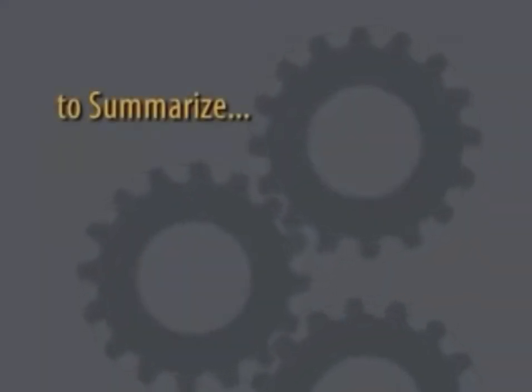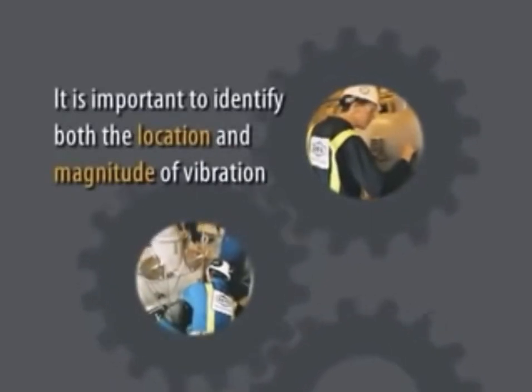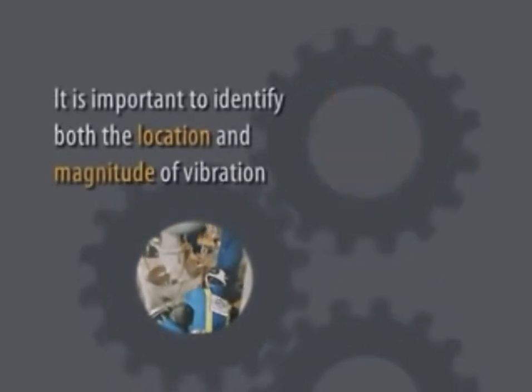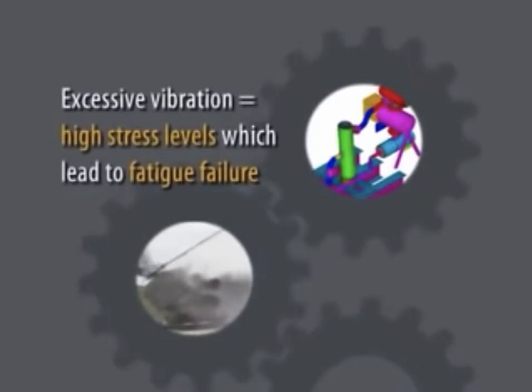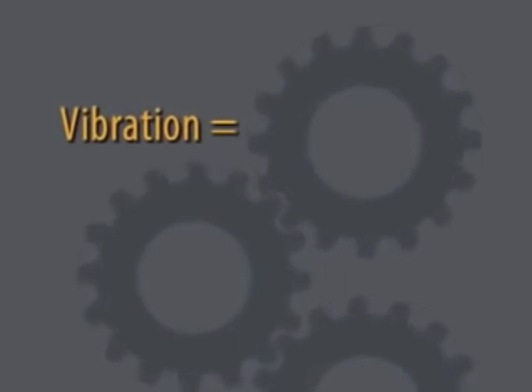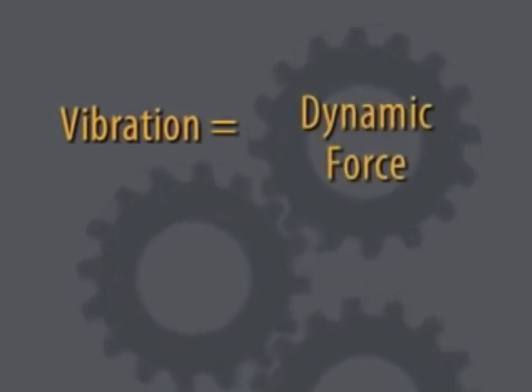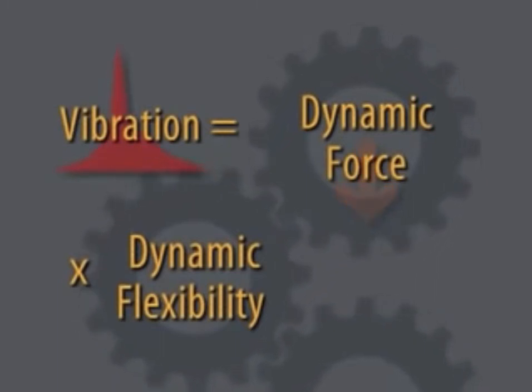Let's summarize this module. To develop the best solutions, Beta's analysts identify the location and magnitude of vibration. Excessive vibration leads to high stress levels on machines and other related components, which leads to fatigue failure. The amount of vibration is determined by two factors: dynamic force, created by the combined motion of a system's moving parts, and dynamic flexibility, which is a system's ability to withstand reciprocating forces. Vibration is mitigated by either reducing dynamic forces, reducing dynamic flexibility in the support structures, or both.